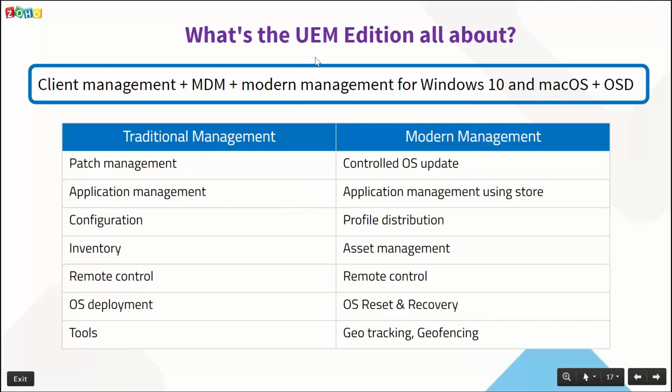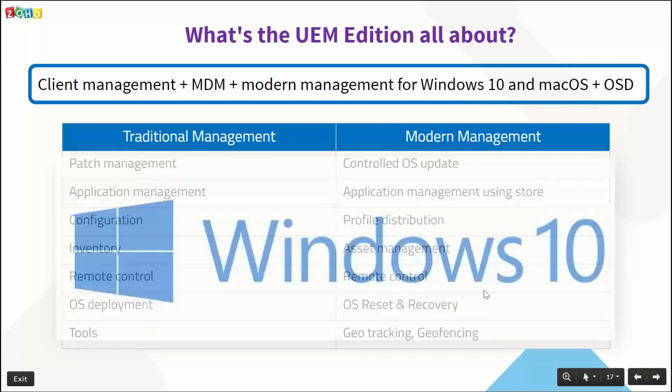With Desktop Central's UEM edition, we get a complete integration of client management abilities combined with mobile device management, OS deployment capabilities, and modern management for Windows and Mac OS. The modern management's enhanced feature set is displayed on your screen. This was established to reduce the struggle in managing endpoints. Windows introduced this shift to modern management with Windows 10.